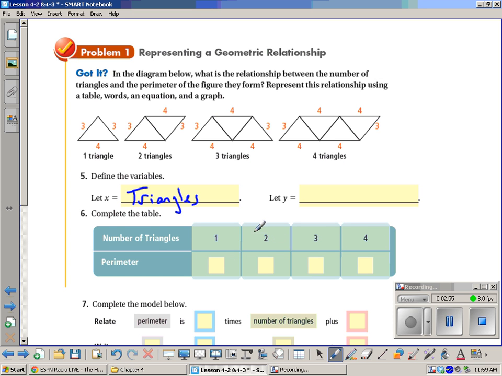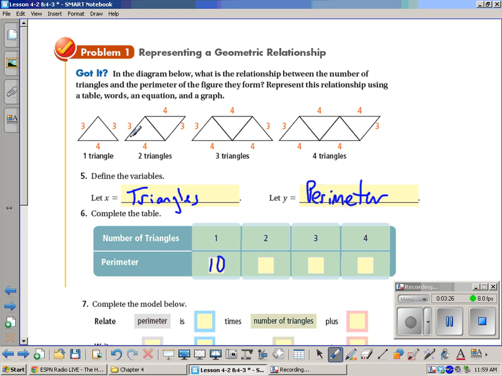So creating a table here, we can see that the x would represent the number of triangles. Y in this relationship, based on our description up here, it's the relationship between the number of triangles and the perimeter. We're going to let y be the perimeter. Now, review, perimeter just means the sum of the sides of the outside of the figure. So in this case, we're going to go 3, 3, and 4. The perimeter is going to be 10 because we add them all up.